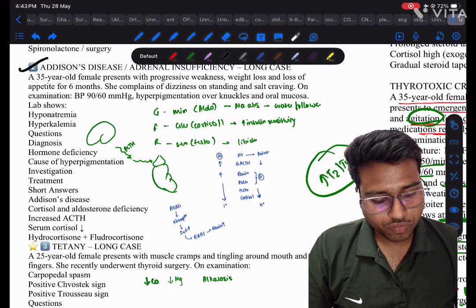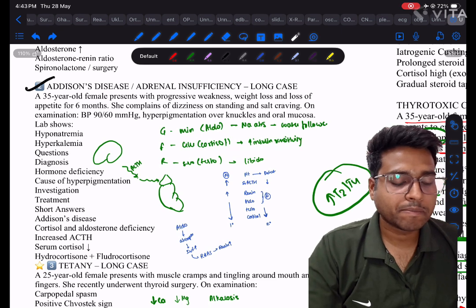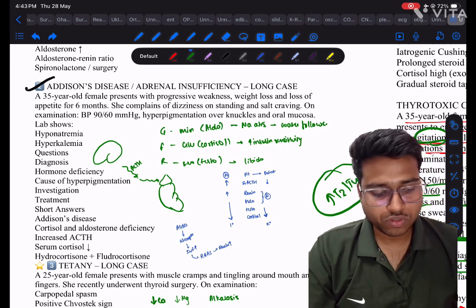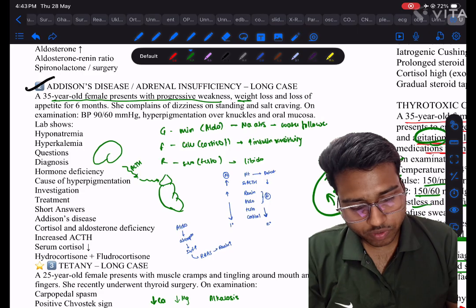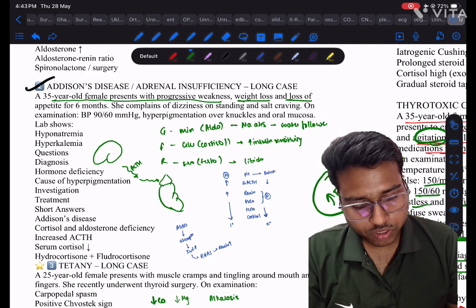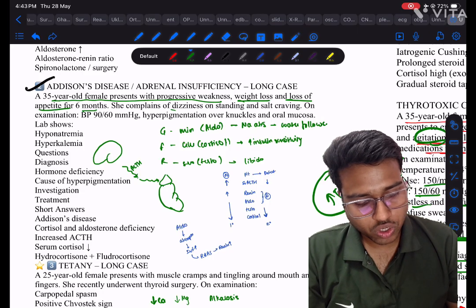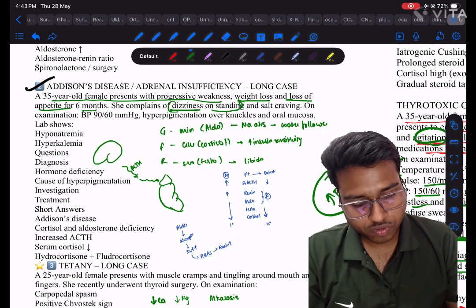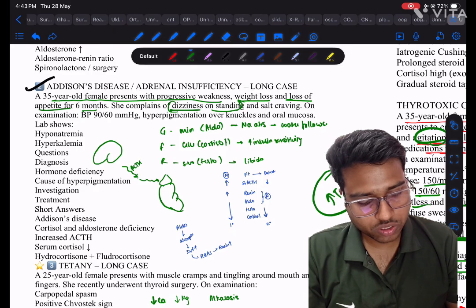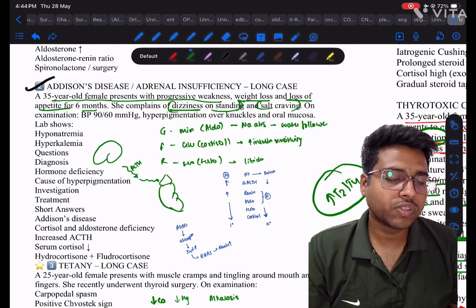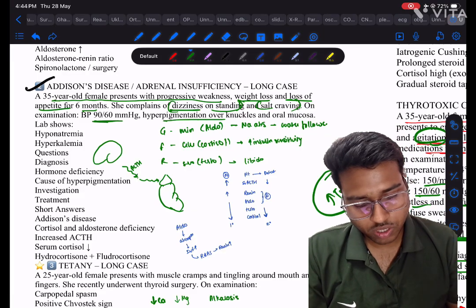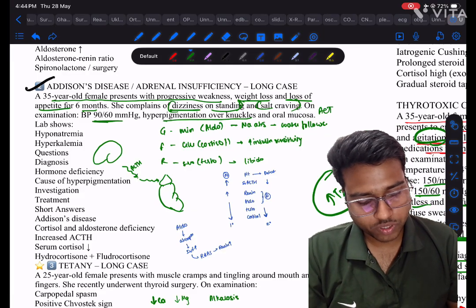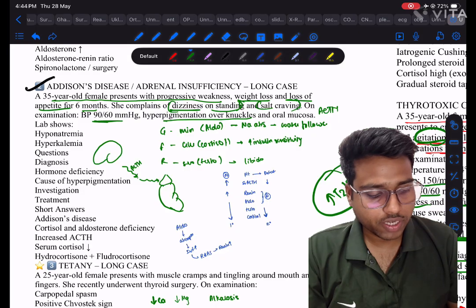So here, what treatment will you give the patient? तो यही सिम्टम्स हैं. Will start reading the question. 35-year-old female presents with progressive weakness, weight loss, loss of appetite for 6 months. She complains of dizziness on standing. It is postural hypotension because of the decrease in BP, and salt craving due to the decrease in sodium absorption, and BP was also low, and hyperpigmentation of the knuckles. It was the ACTH release.